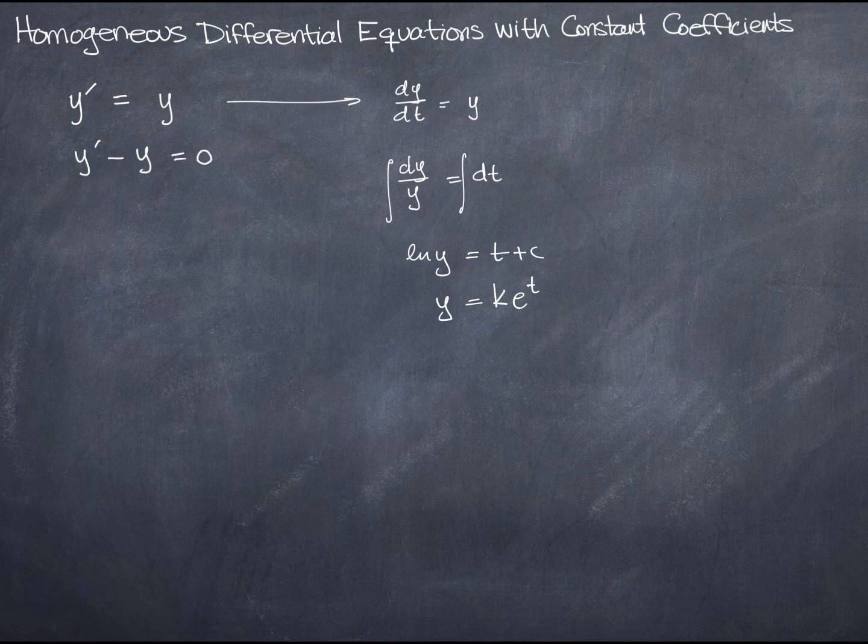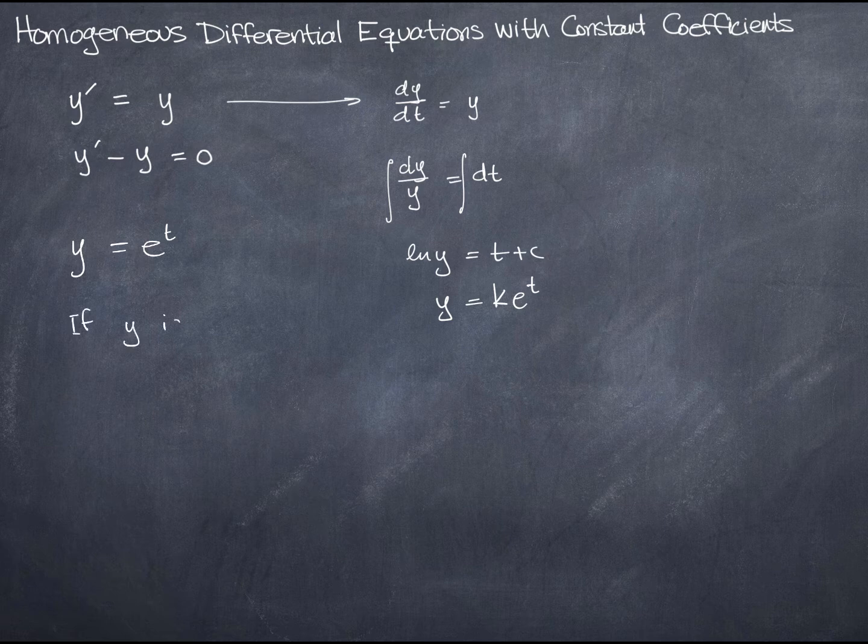We've done this problem many times before, but what's interesting here is that we probably could have come to this conclusion without doing any of this work, because if you think about it for just a moment, you would recognize that a function is equal to its derivative. That doesn't happen very often, but one of the places that it does happen is y equals e to the t.